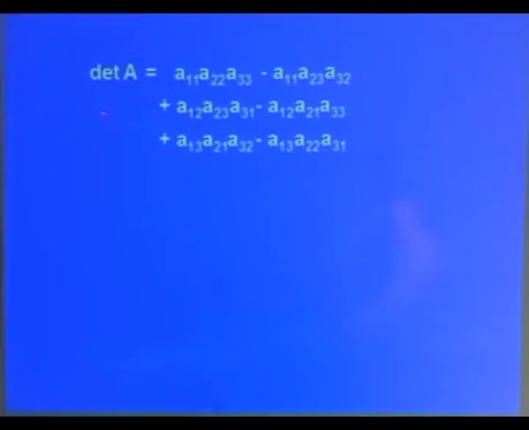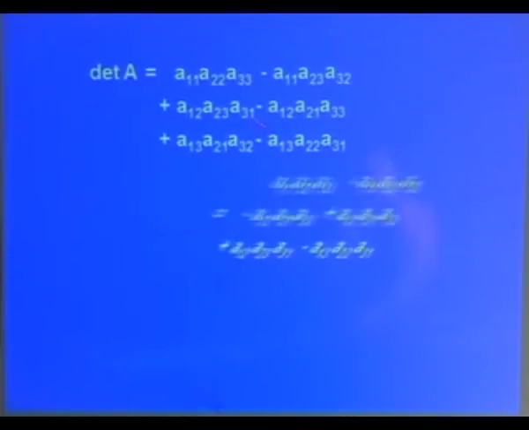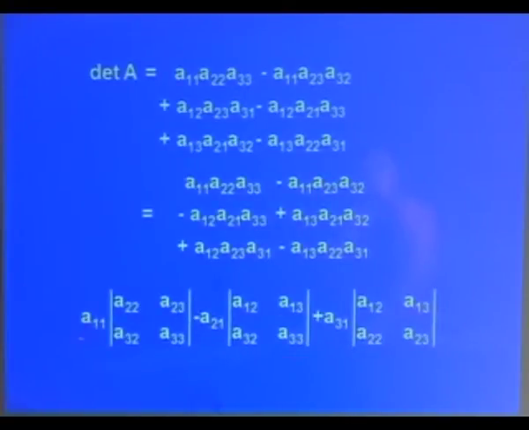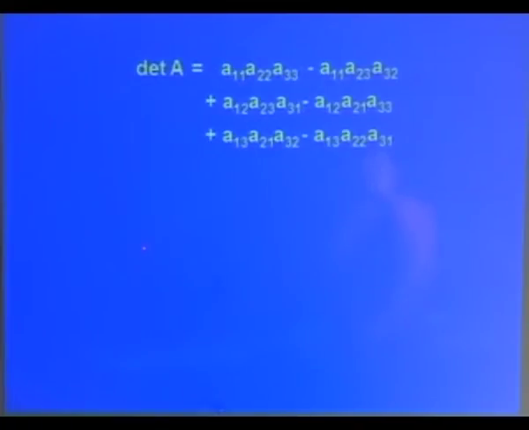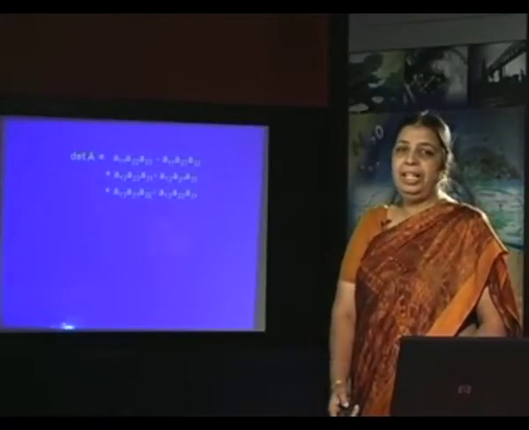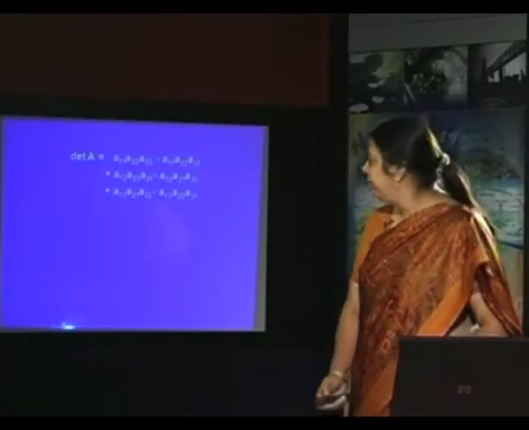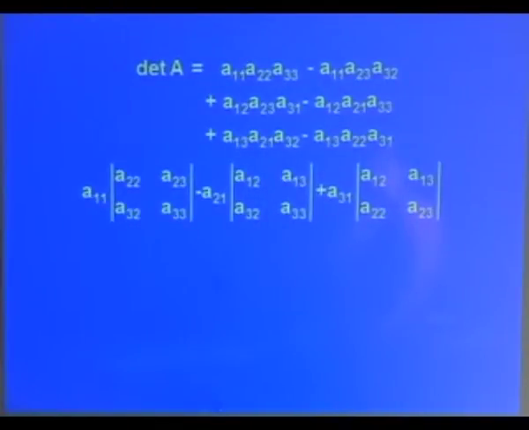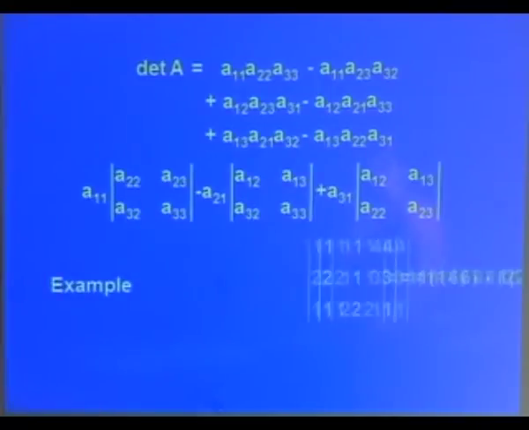So, if we start with determinant A equal to this, then we can rearrange the terms in a different manner so that we now have A11, A21 and A31, and they are multiplied by the corresponding 2 by 2 determinants. So, this is not all, one can expand in terms of any row or any column. This we have already discussed. Now, we will take an example.